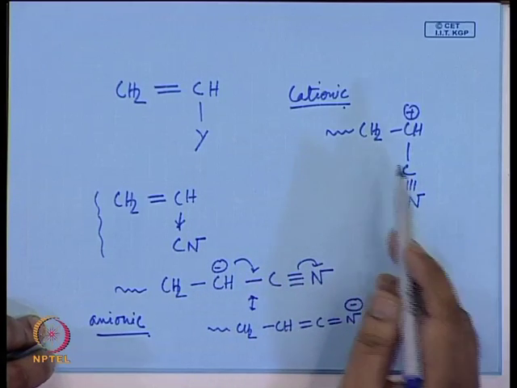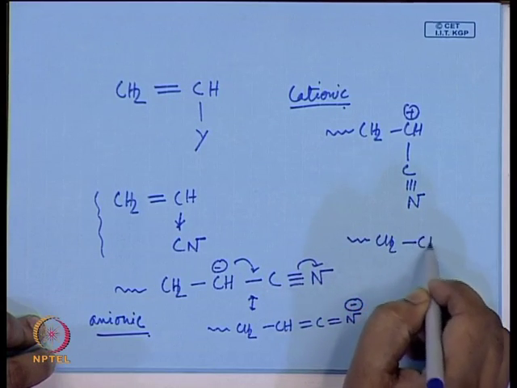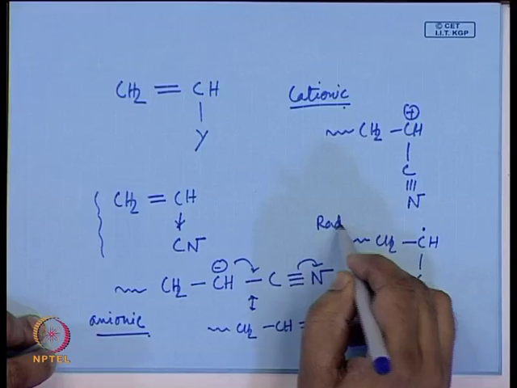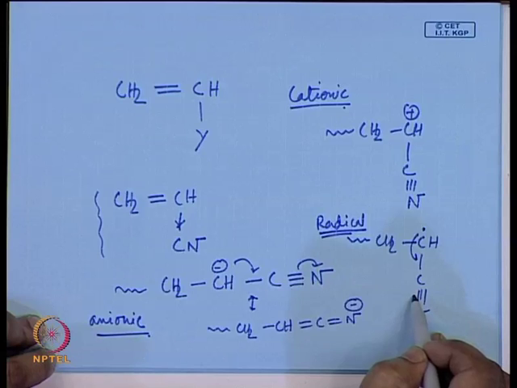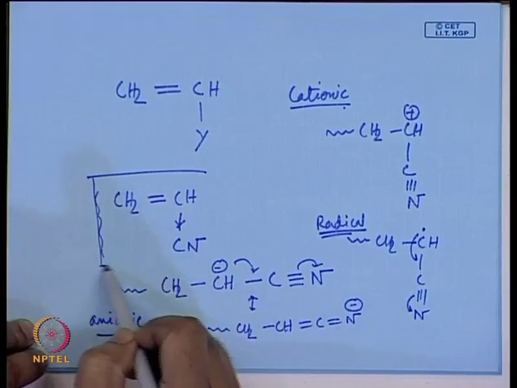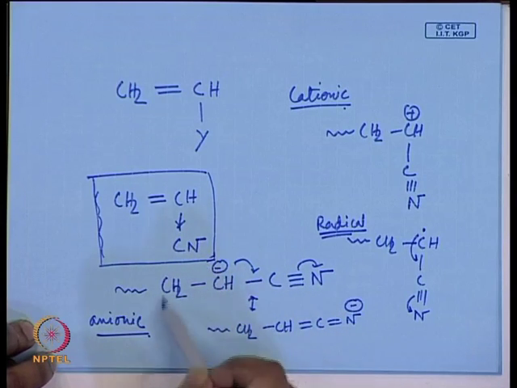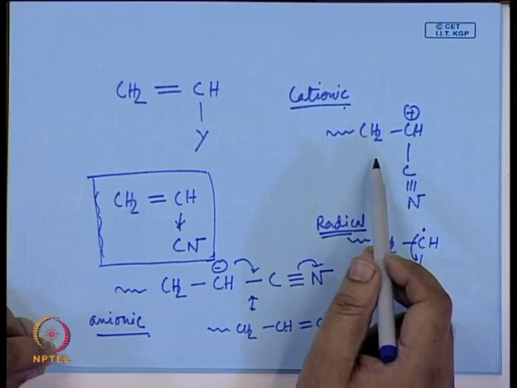Now, if you have a radical initiator, then it will form a species which can also get stabilized by this process of resonance, okay, which means that this acrylonitrile monomer can be polymerized by an anionic initiator and a radical initiator, but not by a cationic initiator. We will take some other example.